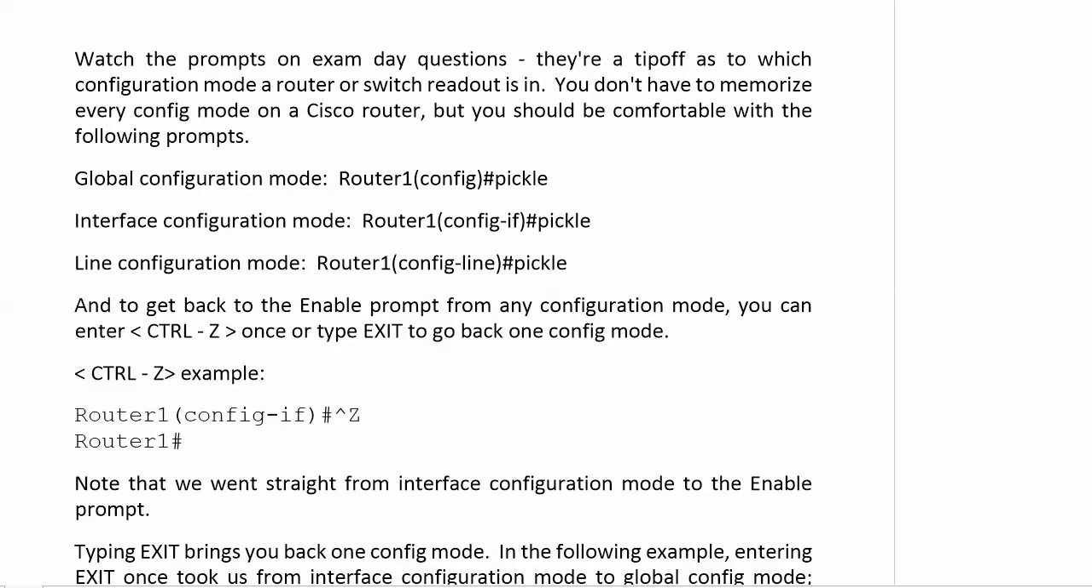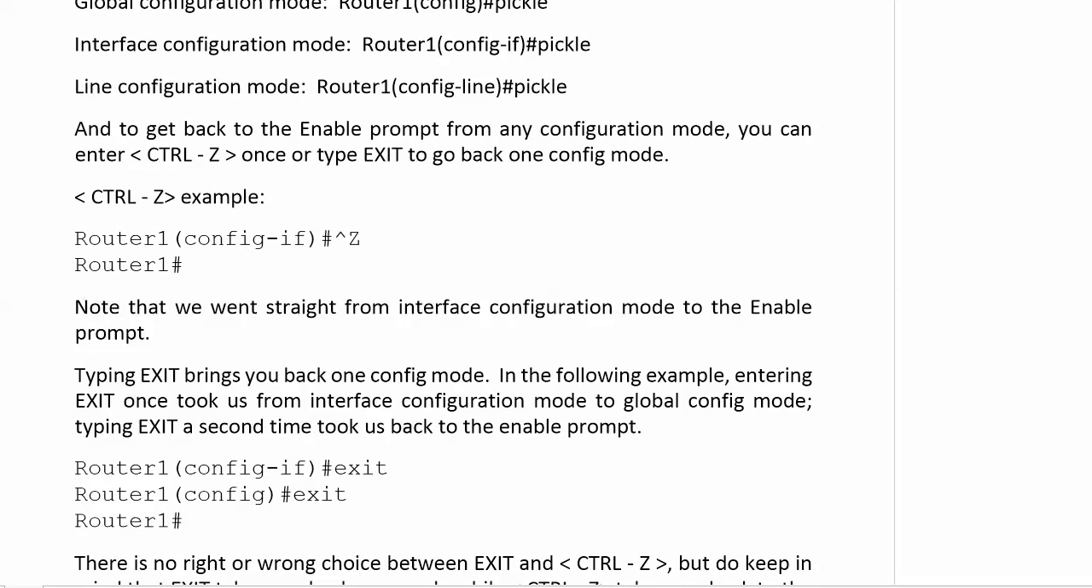There are a couple of ways to get back to the enable prompt. One is Control-Z, which is the one I almost always use, or you can type exit if you just want to go back one config mode. And you'll notice here on the board I did a Control-Z, and you're going to see the little upraised caret and the Z takes you right back to the enable prompt. And typing exit just takes you back one config mode.